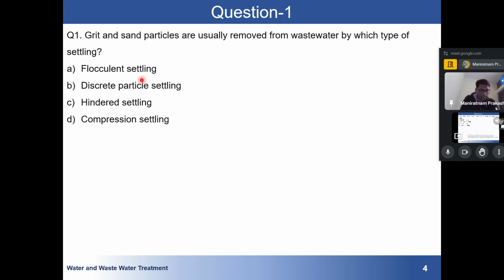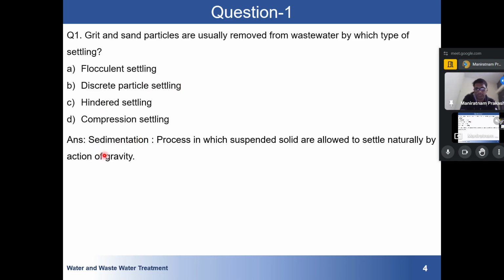Generally what happens is that it will settle down in a tank known as a grit chamber, and the process is called sedimentation. It is the process in which suspended solids are allowed to settle naturally by the action of gravity. The main thing about this removal unit is that no external power or external mechanism is applied for removing it. We just let the water stay in a grit chamber. It will settle down on its own with the help of gravity.